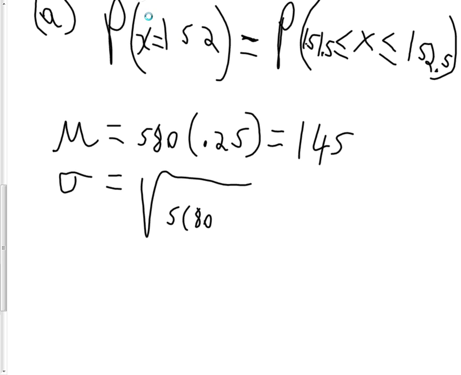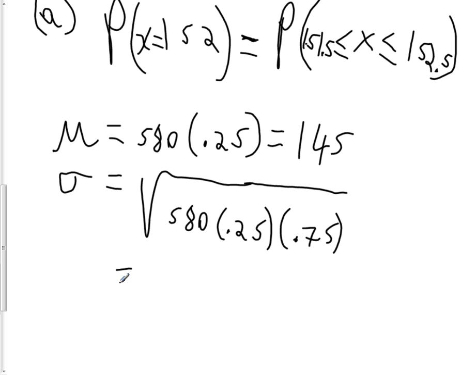Square root of 580 times 0.25 times q, which is 1 minus 0.25, the complement of 0.25, 0.75. So this is how we're going to find our standard deviation. Let's go ahead and find that.